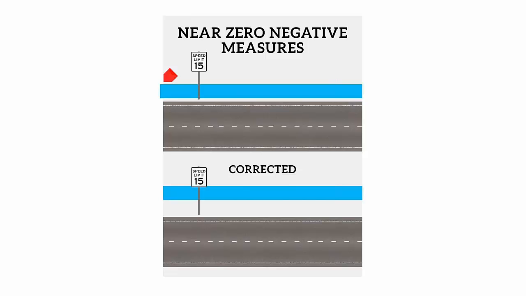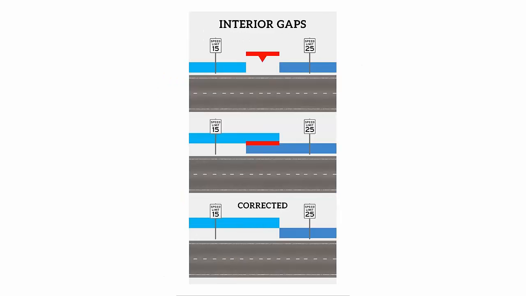So the next one is the near zero negative measures. Hey, look, we're in sync. Cool. So this does basically the same thing, except that it does it at the beginning of the route. Data issues like this are often caused in a data loading exercise where you may have a measure that's negative 0.0001 or something like that. So this function will find those.